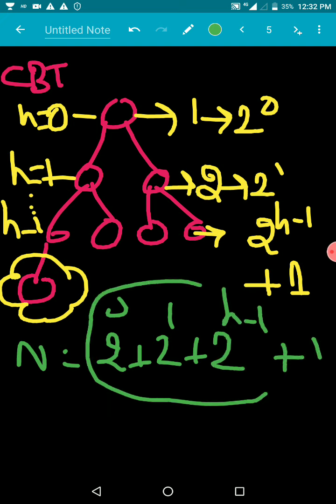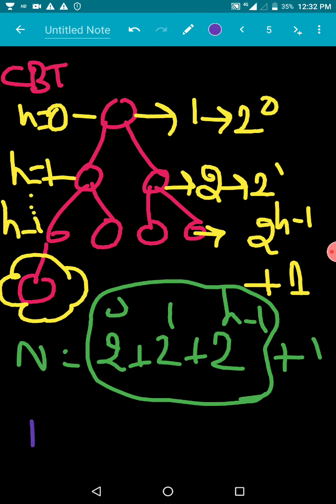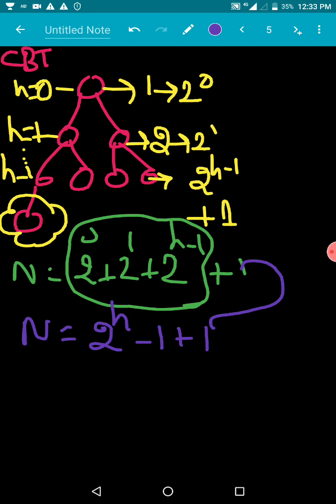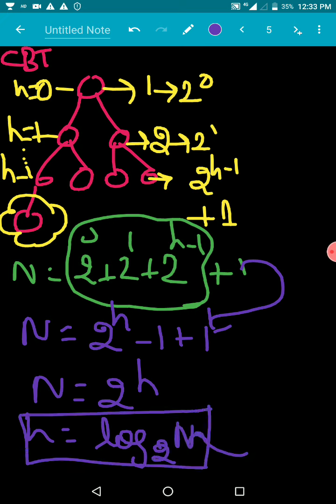This is a GP series, so we can apply the GP series formula. We find the total number of nodes is equal to 2 power h minus 1 plus 1. So this is 1. Therefore n equals 2 power h. So h equals log n to the base 2. So if somebody gives the n nodes, we can find the height of the tree easily using this formula.